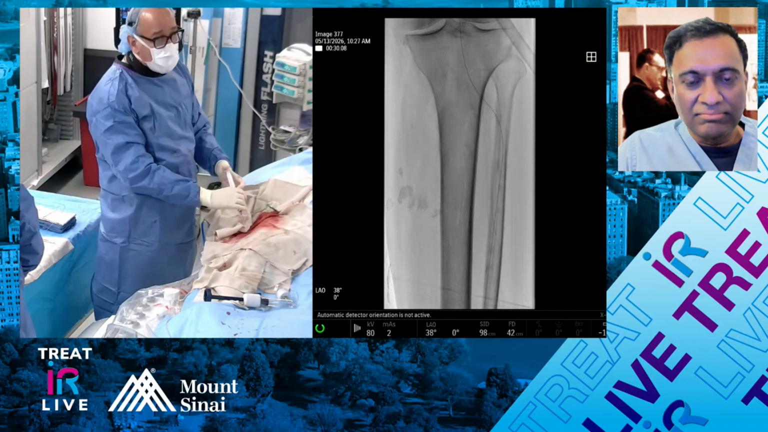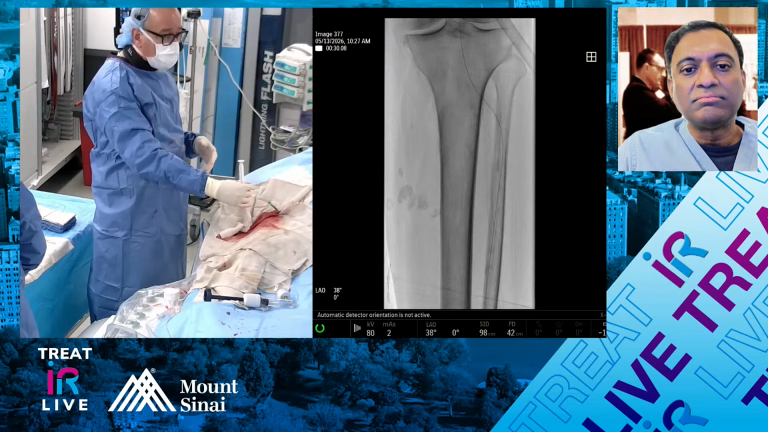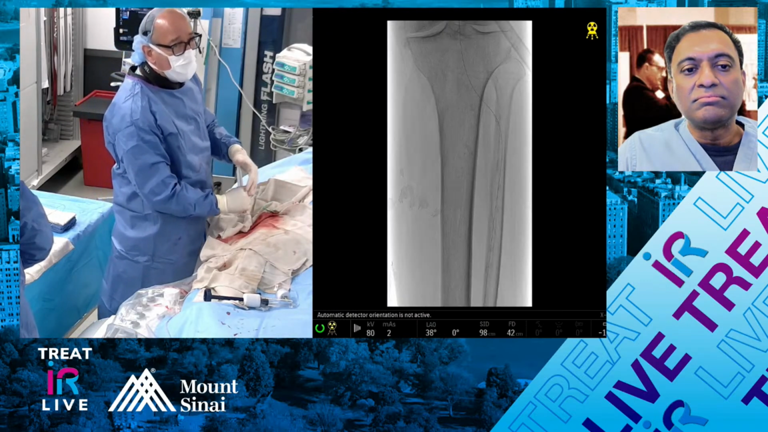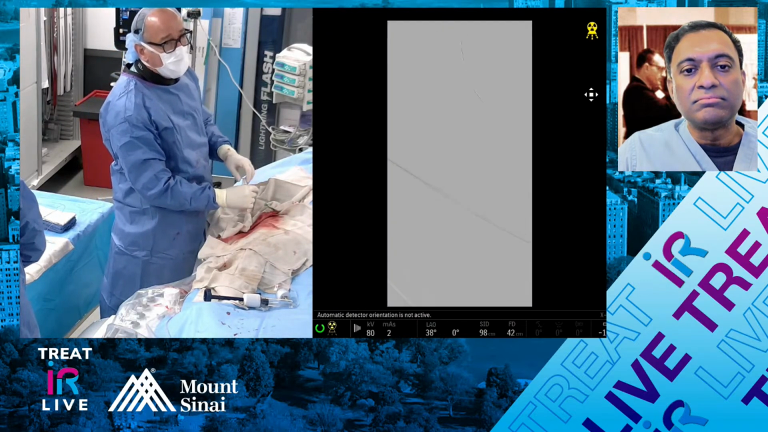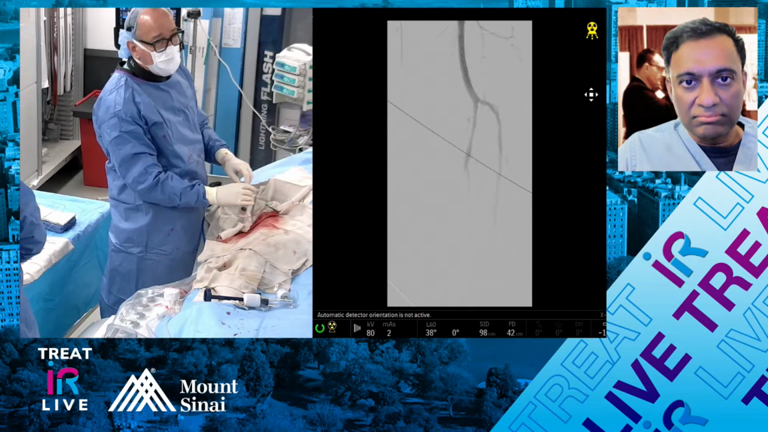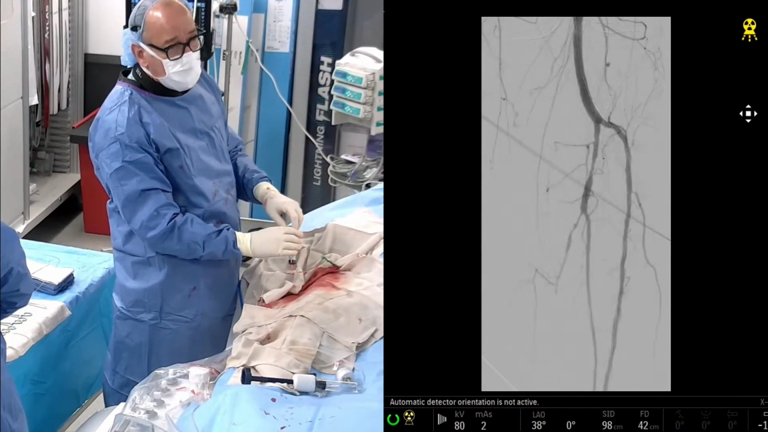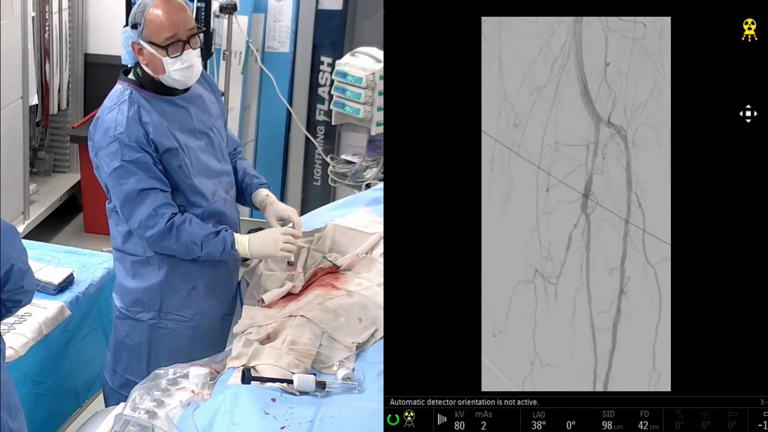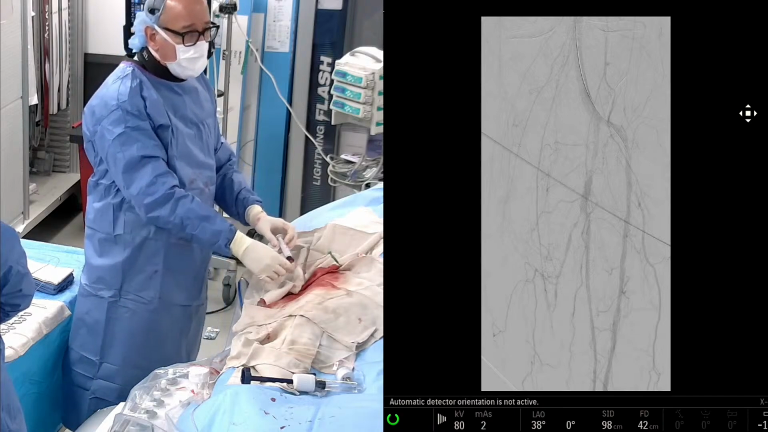So I'm just going to do a run, and this is just for educational purposes, what we were able to get after POBA. It's pretty nice. Not bad. The AT looks better, right? Yeah, all right, pretty nice.